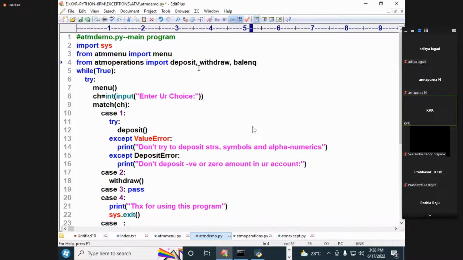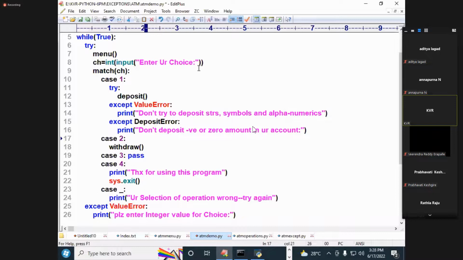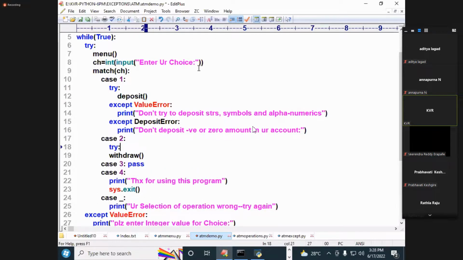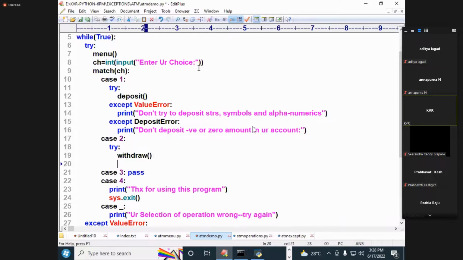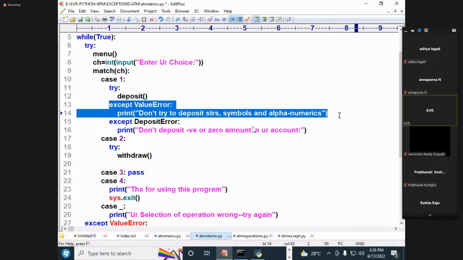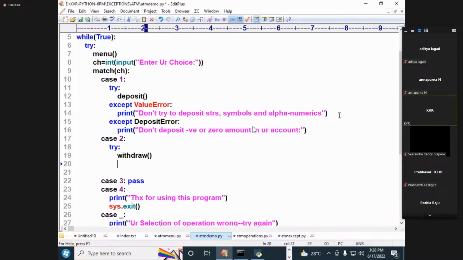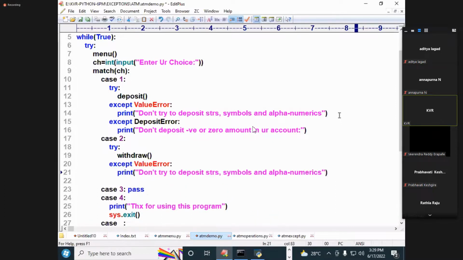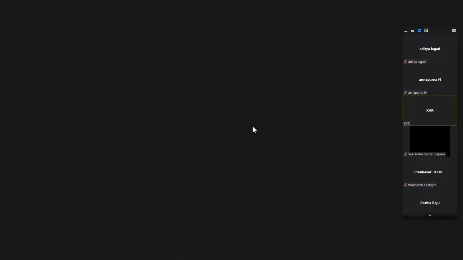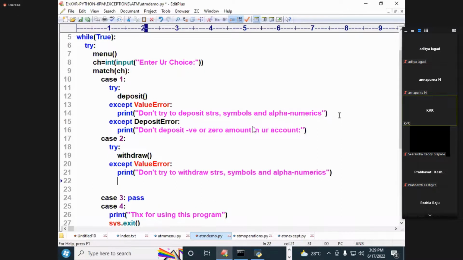Coming to this place, write try, and I say value error. Now I am writing here, don't try to withdraw. Right? Coming to the next, one more exception is withdraw error.